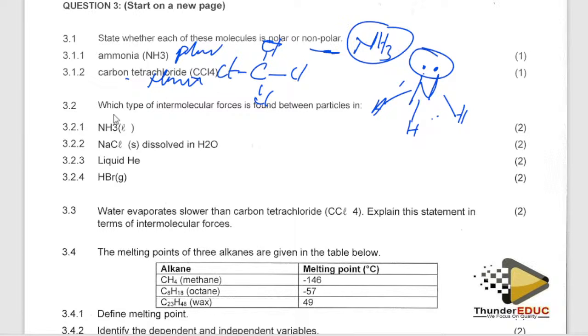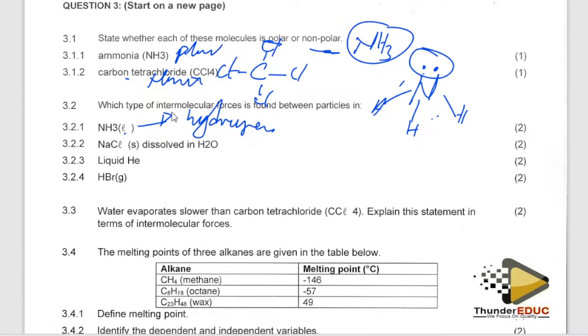Then we go to the next question. Which type of intermolecular forces between particles? Which force of attraction do we find in ammonia? Water, I talked about it. We always find hydrogen bond.